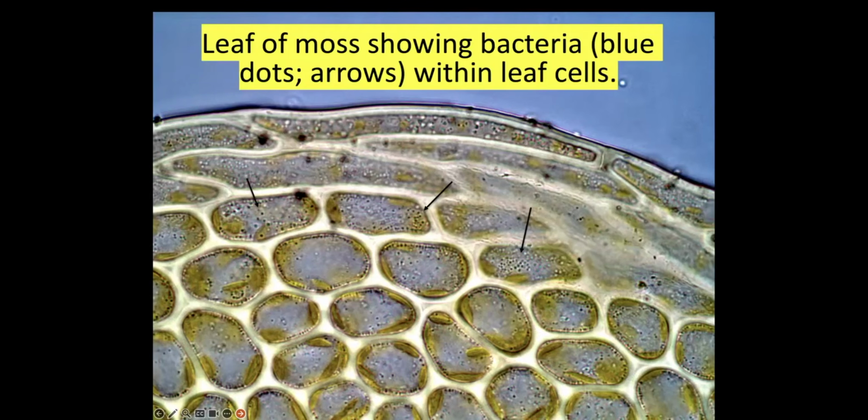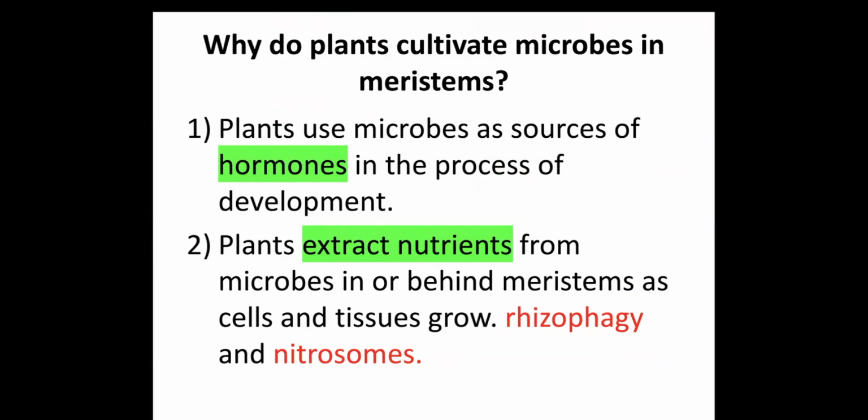And if you look at that moss, you can see the moss leaf again, the little leaf, and you see the little dots all in these cells. These are the cells, and you see the little blue dots. Those are all the bacteria. These tissues become filled with bacteria. So plants are not really just plants. Plants are plants and their microbes. They have microbes. And why do plants cultivate these microbes? Well, for one thing, they've always had them, right?